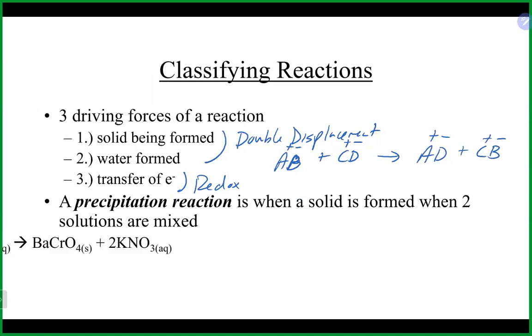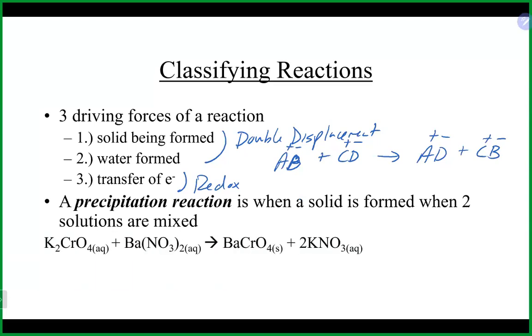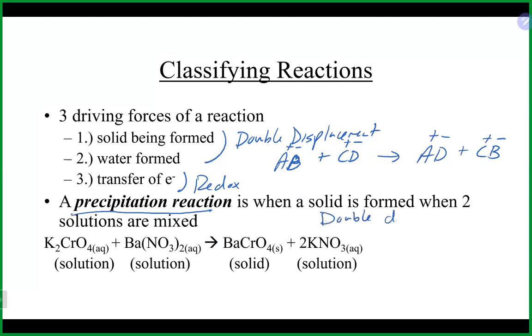So let's talk about the first type of classification, which is actually a double displacement reaction. And a precipitation reaction is definitely a double displacement reaction. It is a reaction where a solid is formed, which is why it's called a precipitation reaction, because that solid is called a precipitate. Now, it's really important when you look at what's happening here.